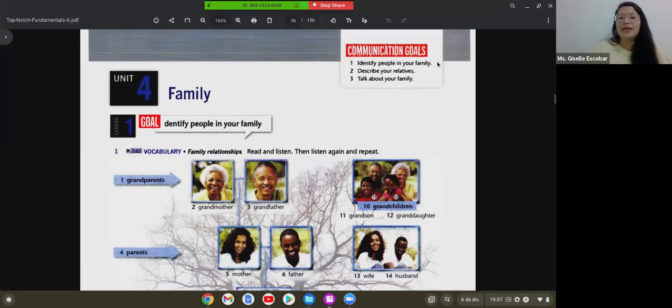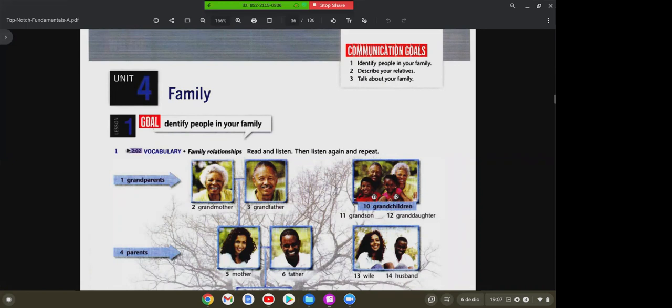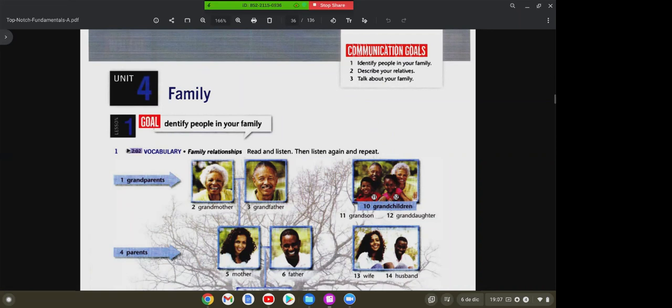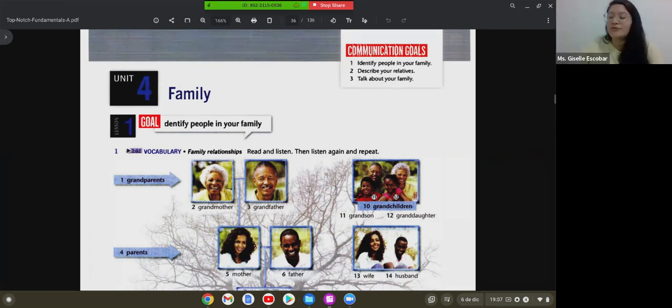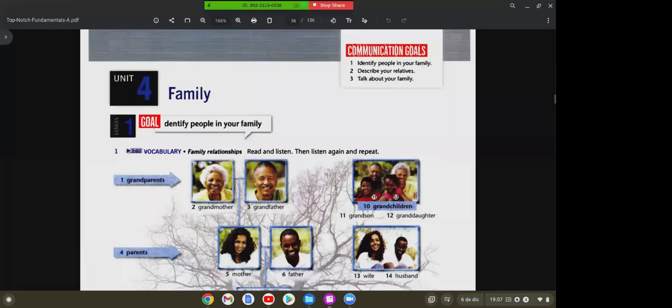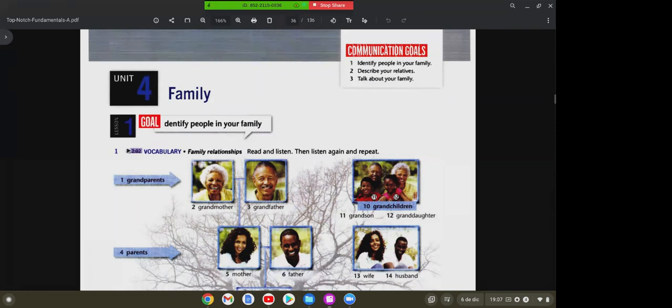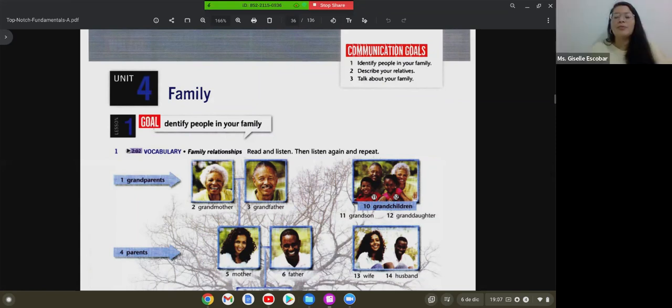Cristobal, can you read communication goal number 1? Identify people in your family. Exactly. Identify. Can you repeat that word? Identify. Exactly. Identify people in your family. Okay, repeat the whole sentence. Identify people in your family. Exactly. Identify people in your family.